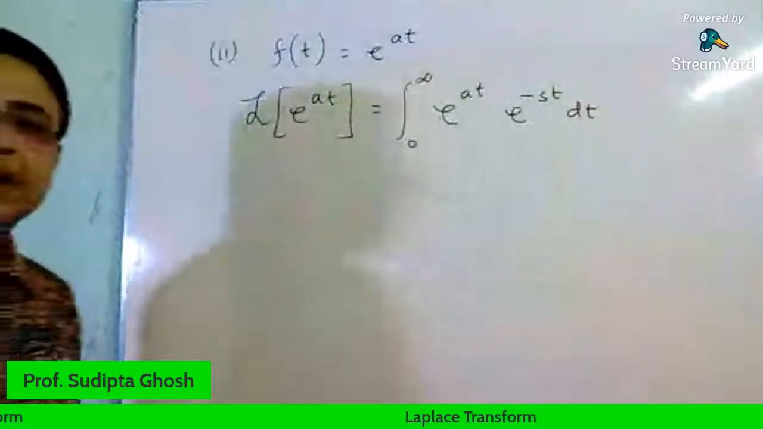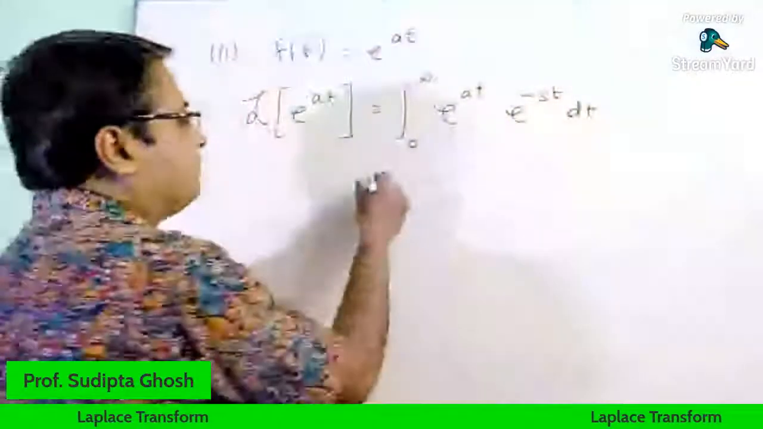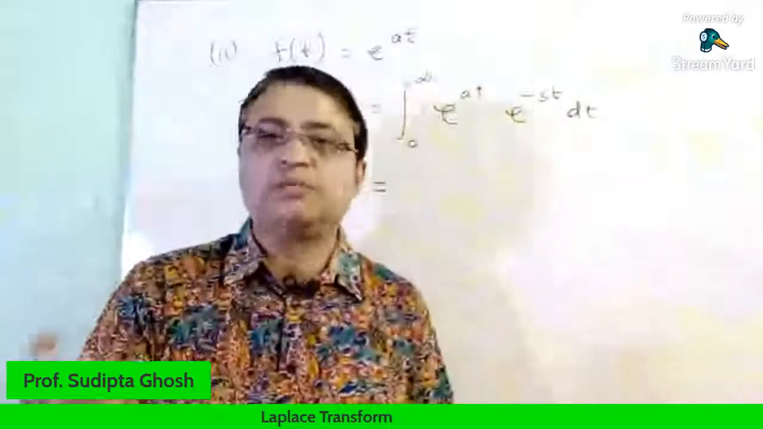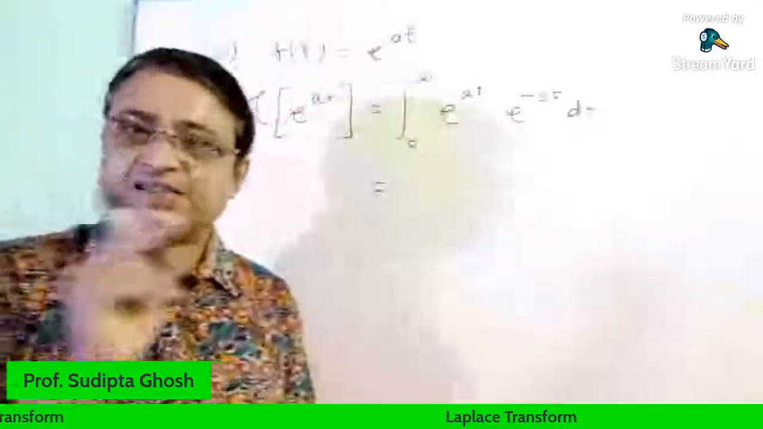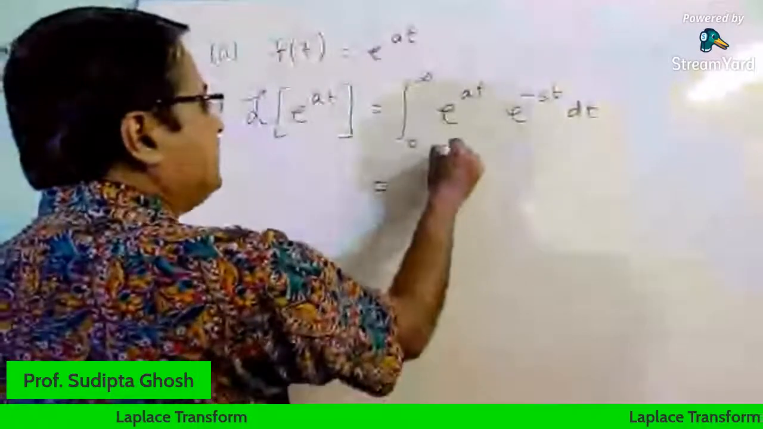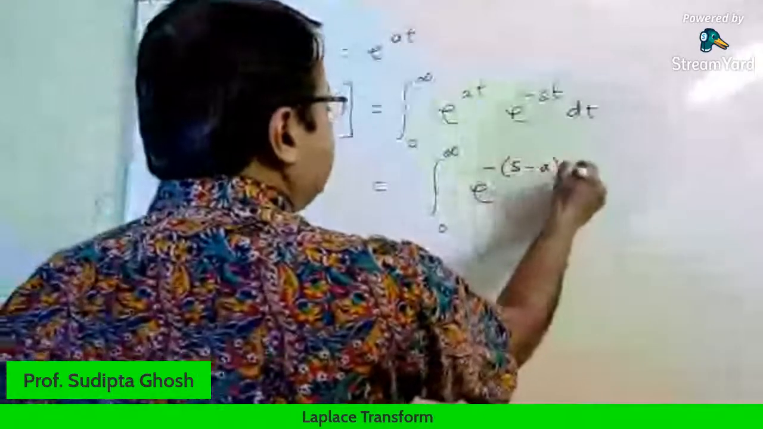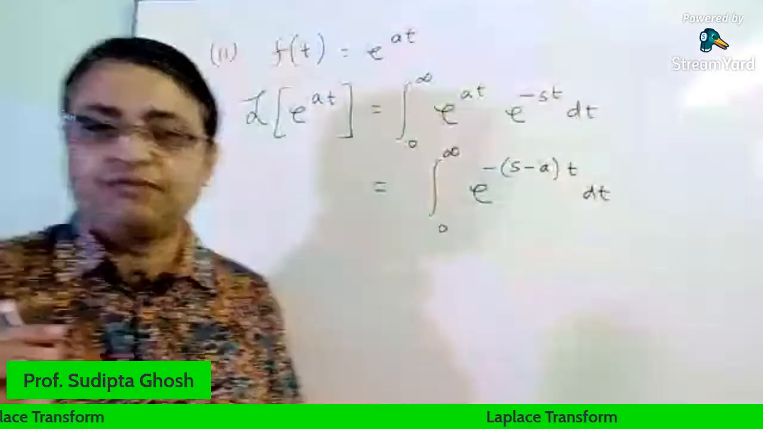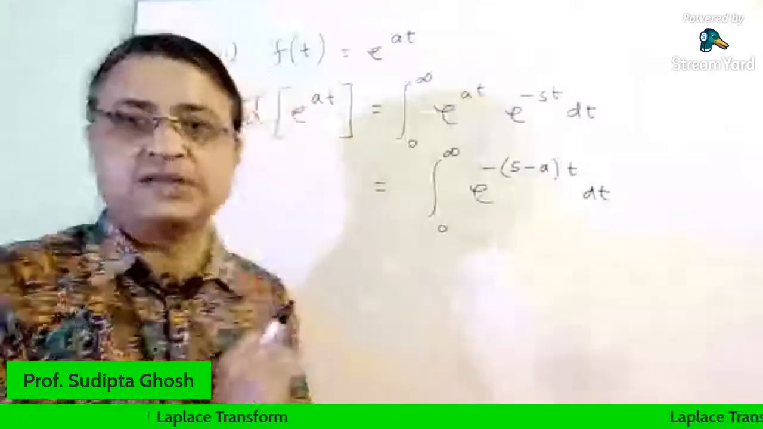Now here you have to remember one thing: whenever both functions are exponential, you have to write first of all the s part, the frequency part. So you have to write it as e to the power minus of s minus a, t dt. Just remember that you have to write the frequency part, the s part, firstly.